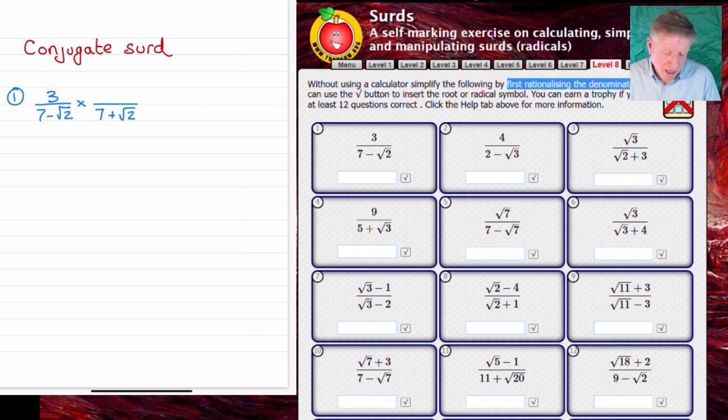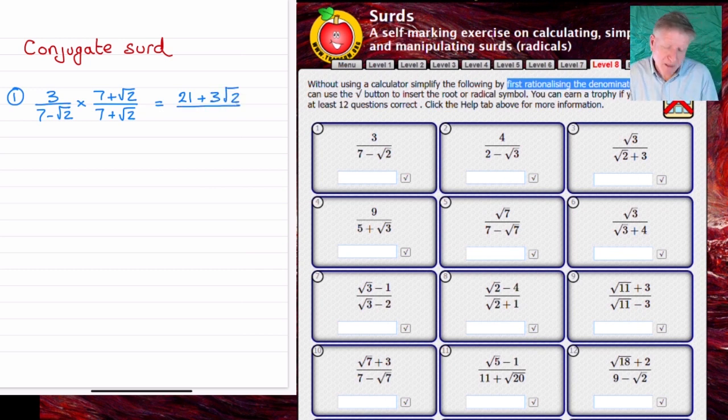The opposite sign, but otherwise the numbers in the expression are the same. Now if we're multiplying the bottom of the fraction by 7 plus root 2, we must do the same to the top to keep the value of the fraction the same. Okay, now let's do the multiplying. 3 7s are 21 plus 3 root 2.